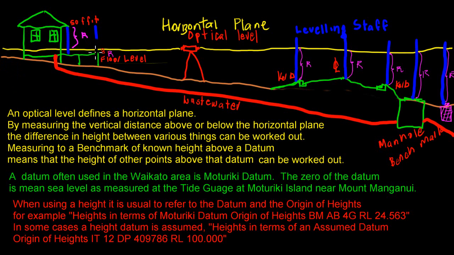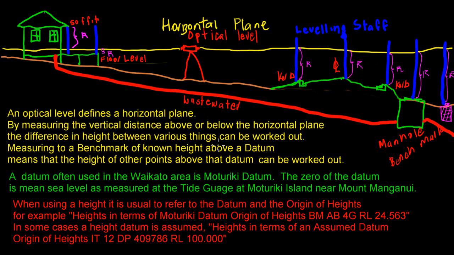So here's a distance above the floor level, a distance above the curb to the horizontal plane, centre line there, curb there, manhole there, and then over here we have a benchmark. Now a benchmark is usually a mark that has a known height in terms of a known datum, so that by measuring to that we can then work out the heights of these features in terms of the known datum.